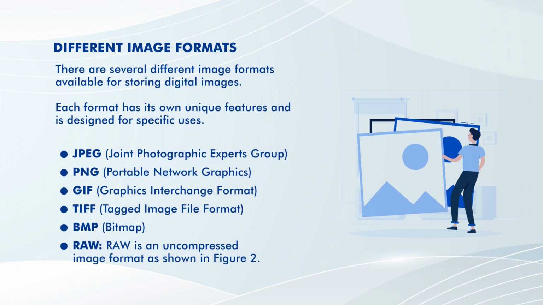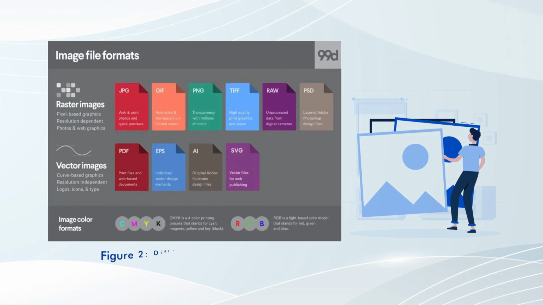Here is an overview of some of the most common image formats. First, JPG, that is Joint Photographic Experts Group. Second, PNG, Portable Network Graphics. Third, GIF, Graphics Interchange Format. Fourth, TIFF, or Tagged Image File Format. Next, BMP, Bitmap. And the last one is RAW. RAW is an uncompressed image format, as shown in figure 2. Figure 2 shows the different image formats with their specific requirements.